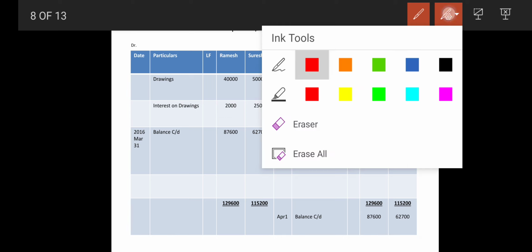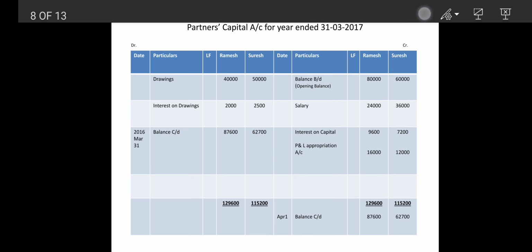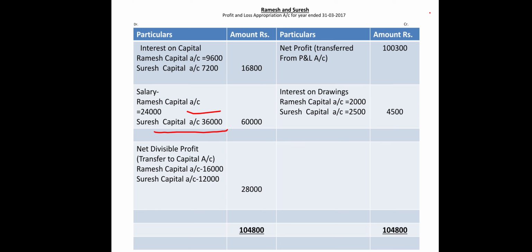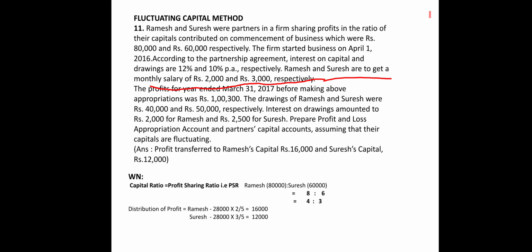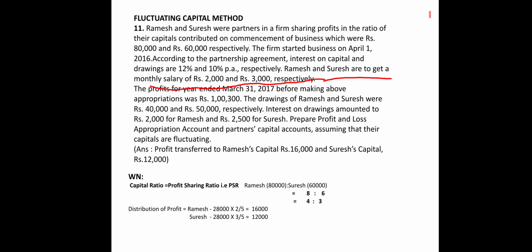Now looking forward to the further part of the sum, the drawings we have done. Interest on drawings is also given ready-made, or else we could have calculated it for 6 months only. So this way your sum goes to the end. Now we are going to make the total of this.